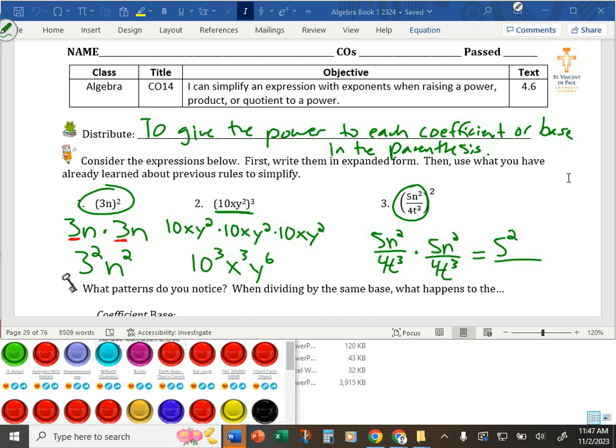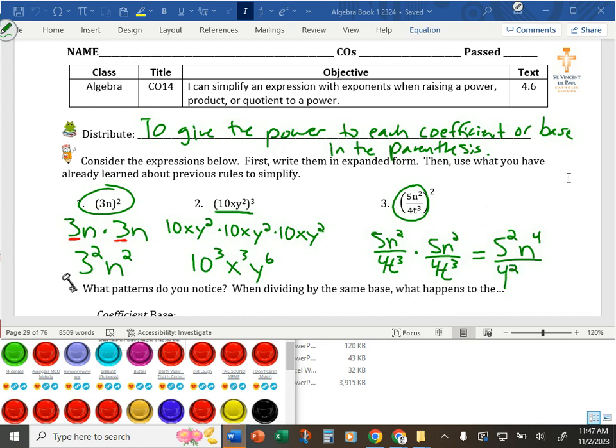How many n's do we have being multiplied together? 4. Why is it 4? Because each n squared represents 2 of them, right? So n to the 4th. Our denominator. How many 4s do we have all being multiplied together? 2. How do we write that? 4 squared.